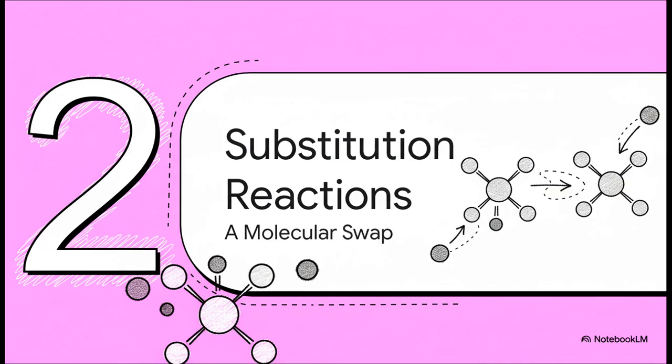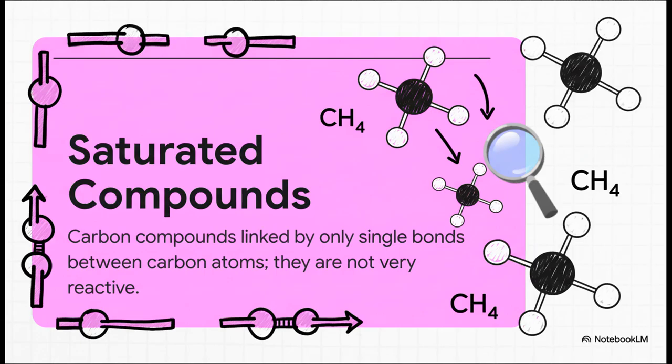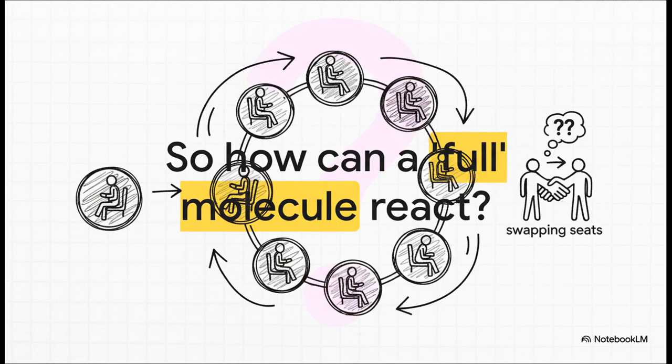Okay, but what happens if a molecule is already full? What if it's saturated, meaning it only has stable single bonds and absolutely no room to add anything else? Well, that's where our second type of reaction comes into play: substitution. So take a look at these guys, like methane, CH4. They're what we call saturated. Every carbon is bonded to the maximum number of atoms it can handle. They're stable, they're happy, and honestly, they're kind of unreactive because there aren't any of those inviting double bonds to break open.